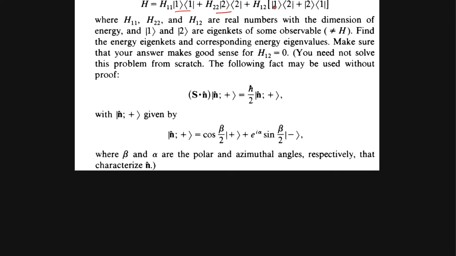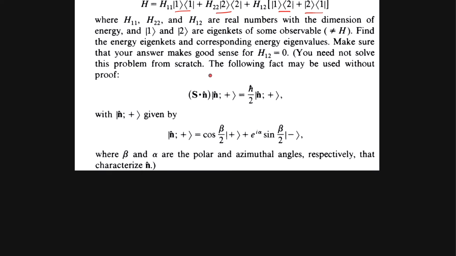plus H12 |1><2| + |2><1|, where H11, H22 and H12 are real numbers with the dimension of energy, and |1> and |2> are the eigenstates of some observable not equal to H. Find the energy eigenstates and the corresponding energy eigenvalues. Make sure that your answer makes good sense for H12 equal to 0.